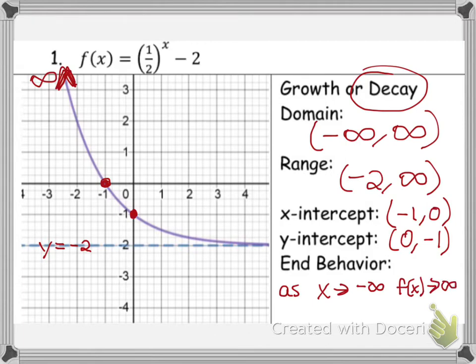All right, now looking on the right side of my graph where my x is approaching positive infinity, my arrow over here on the right side is getting closer and closer to my asymptote, and my asymptote is at -2. So my f of x will approach -2.